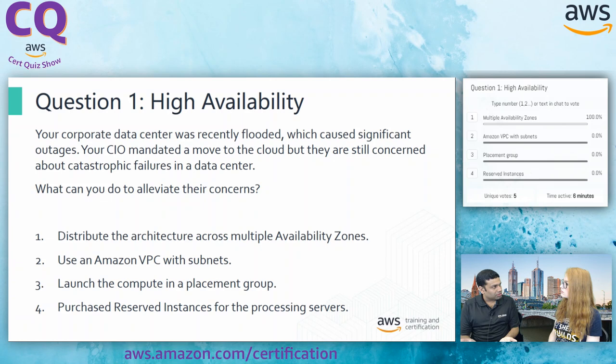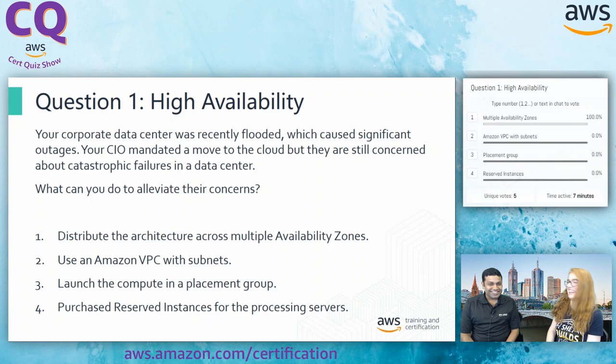So keeping that in mind, let's look at option two. Use an Amazon VPC with subnets. That's not a correct answer. The reason is because although you might use multiple subnets, all those subnets may be a part of the same availability zone. So your eggs are in one basket.